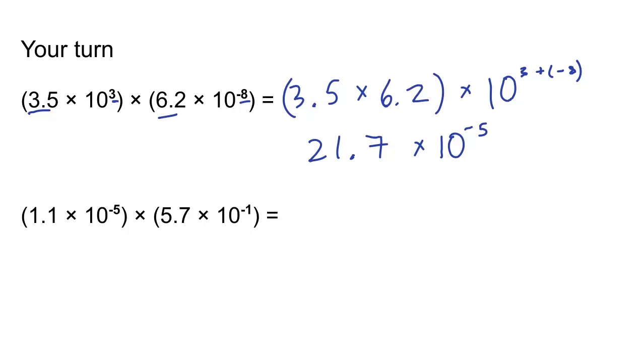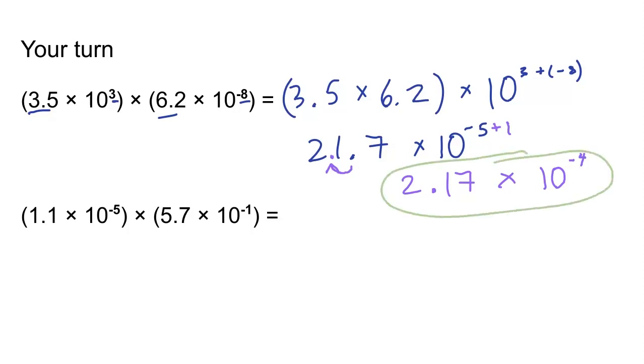But the coefficient is greater than 10, so move the decimal point one place to the left. So the coefficient becomes 2.17 times, and since you moved the decimal one place to the left, you need to add 1 to the exponent. And -5 plus 1 is -4. So the exponent becomes -4. So the final answer is 2.17 times 10 to the -4th.